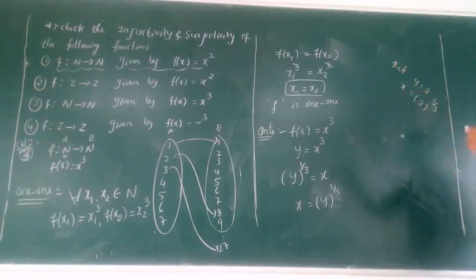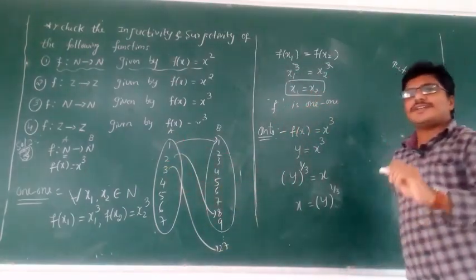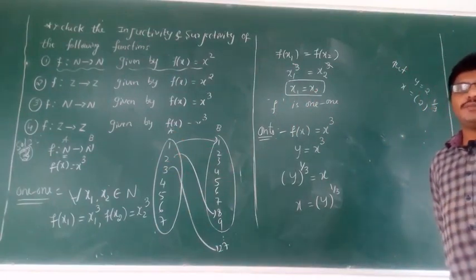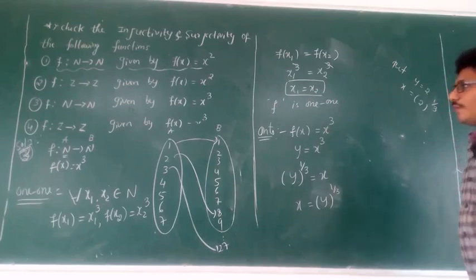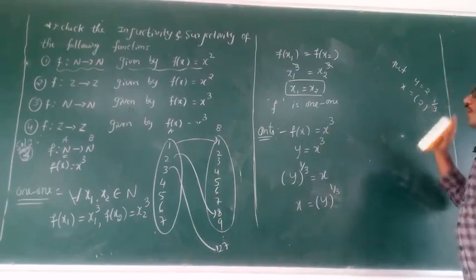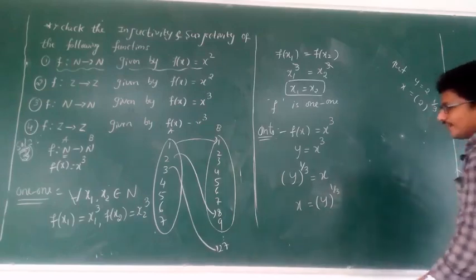It means the cube root of 2, what happened? The cube root of 2 is a very small number, a fractional decimal number. That's why it is not present in the A set, because the A set is considered only as natural numbers. That's why this cube root of 2 is not there in the natural numbers. That's why we will write the reason.